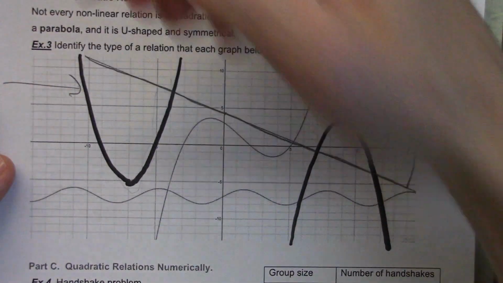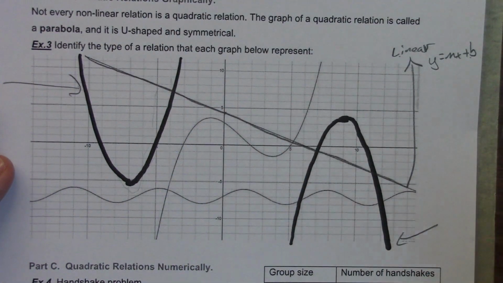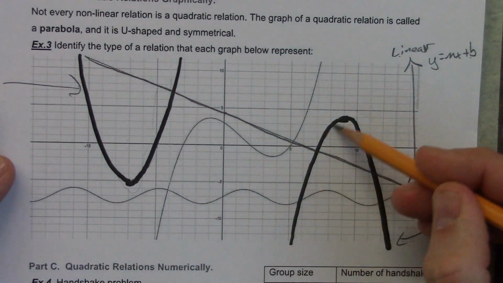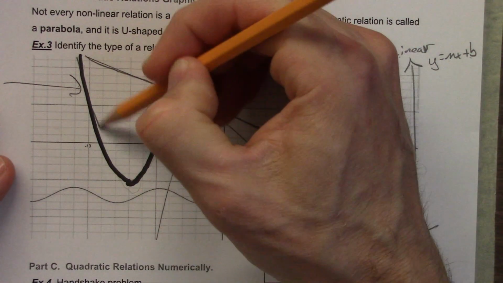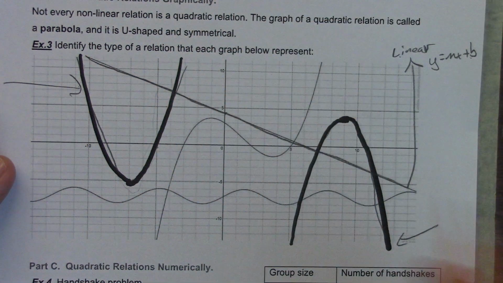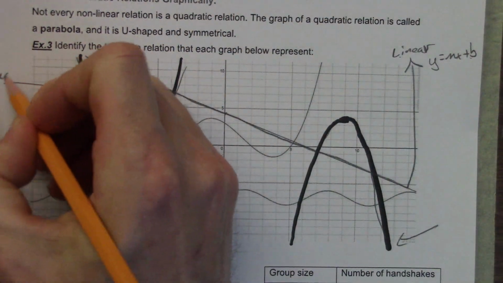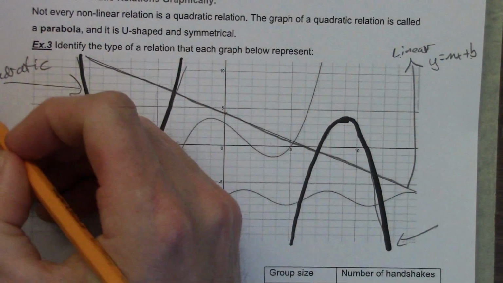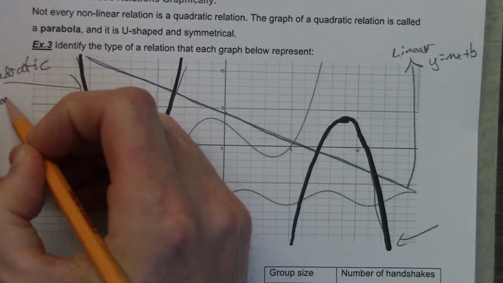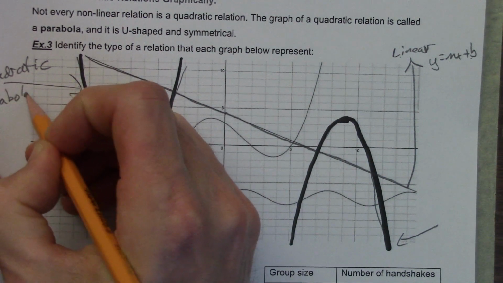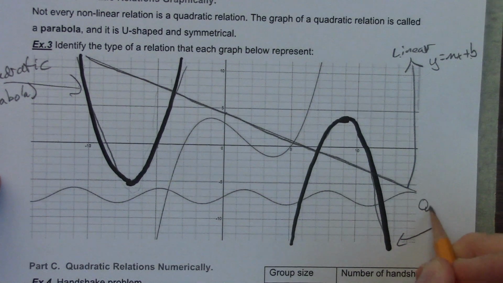Okay. What kind of relation is this, Chenier? This one and this one. What kind of relation are these? Yes, quadratic. Quadratic, or you could also say parabola. Either quadratic or parabola. Quadratic.